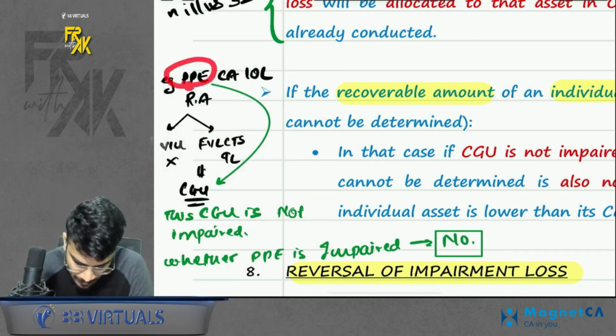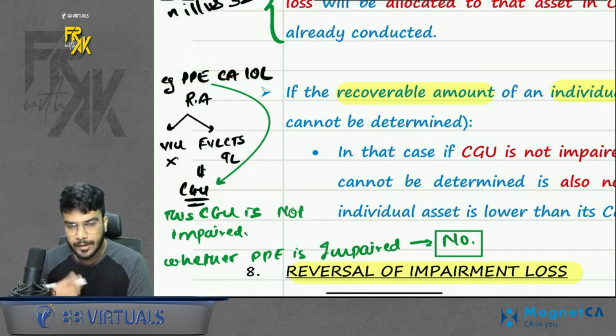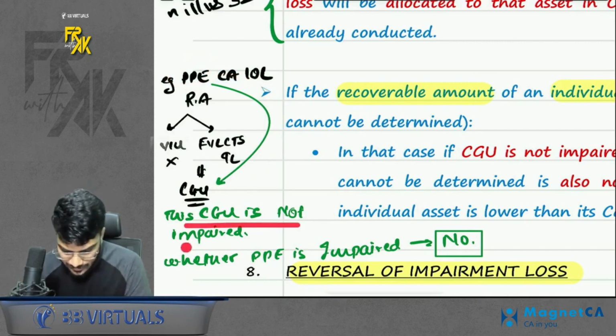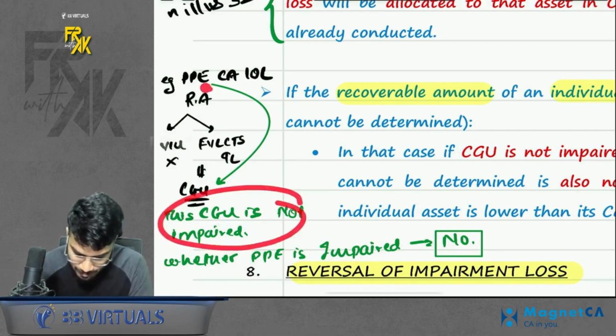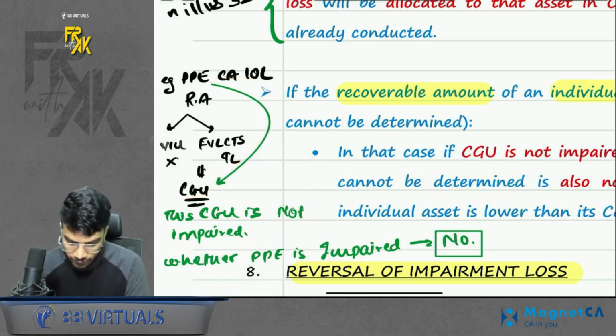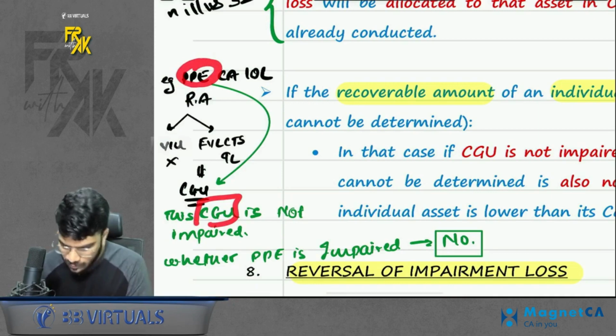In this case, we will say that recoverable amount cannot be estimated reliably. And in this case, this PPE has to be allocated to the CGU. Now, if the question says that the CGU is not impaired, and it will ask you, if the CGU to which this PPE was allocated is not impaired, whether this PPE will be impaired or not. So your answer will be no, sir. If the CGU is not impaired, then this PPE also will not be impaired.